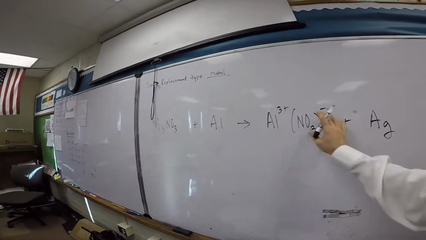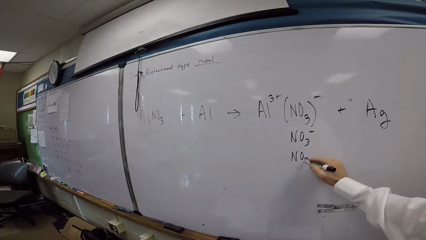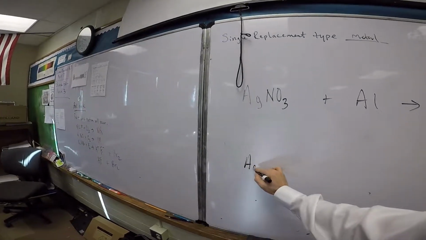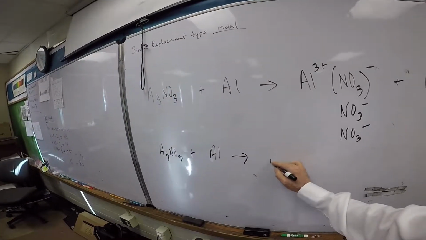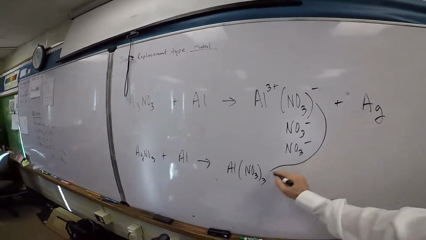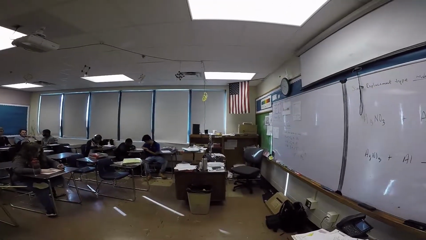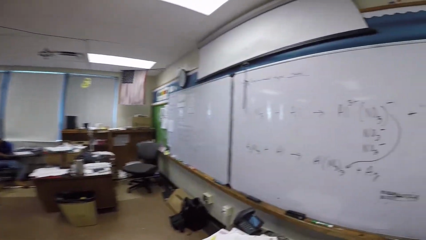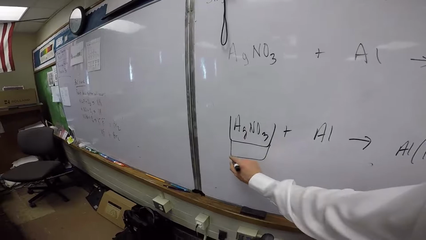So we have to balance this charge here. We need 3 of these, or correction, 2 more to give us the 3 positive, 3 negative. So we're going to drop that down here: AgNO3 plus Al yields Al(NO3)3, because there are 3 of them here, plus Ag. Now, is this balanced? Write this down. Is it balanced? No, it's not, because you have 3 here and you have 1 here, so we have to add 2 more.